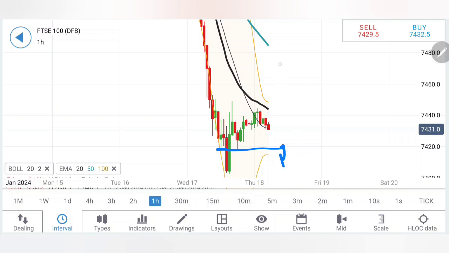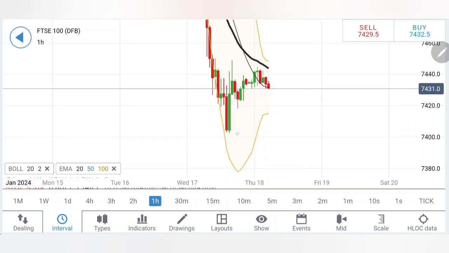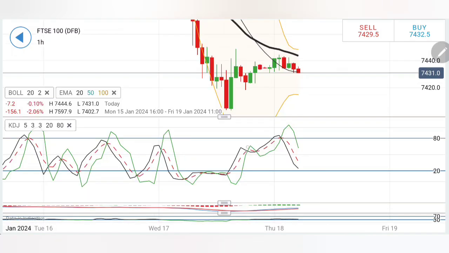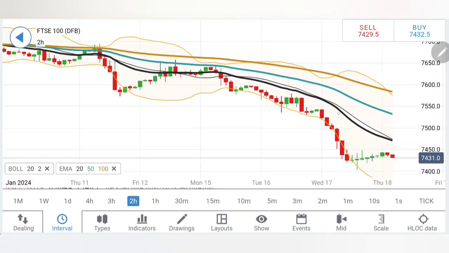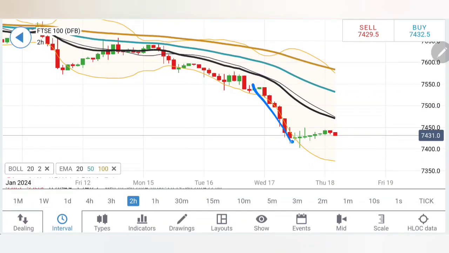If it trades below 7420, again we have to initiate a selling position, but 7420, 7400 is indeed a great support zone. Stochastic looking down, MACD is retracing, RSI is flat. Coming to 2-hour charts, likewise, after the sharp drop, the retracement candles are very small. It is definitely getting resistance at 7440, 7450, and only above which we can expect it to reverse.